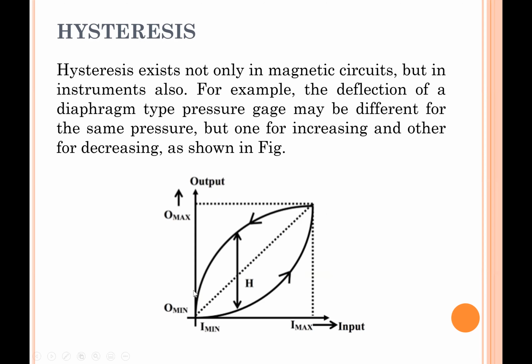y axis पे हमारे पास output है, x axis पर हमारे पास इनपुट है. जब मैंने इनपुट को I minimum से I maximum पे इंक्रीज किया तो जो मेरे को आउटपुट का ग्राफ मिला था वो see this upward arrow. That means I got certain set of readings when I was increasing the input from I minimum to I maximum. Now when I start reducing from I maximum back to I minimum, I am reducing the input back.